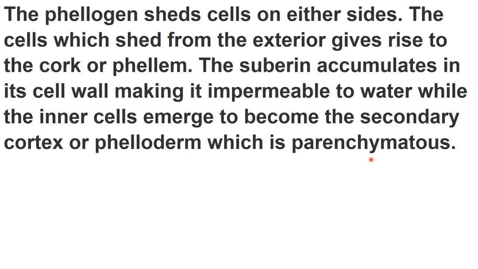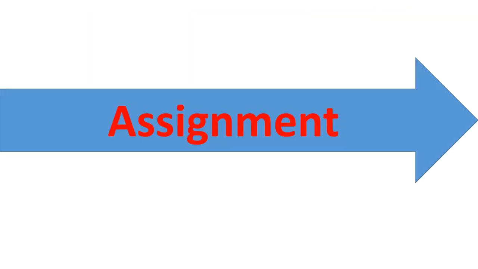So here you can see how all these layers are arranged: on the inner side there will be phelloderm, and on the outer side there will be phellem. Both these layers are made by phellogen, that is cork cambium. So combined, the phellogen with the phellem and the phelloderm makes the periderm. Now the assignment is given here, and this assignment you need to do today.